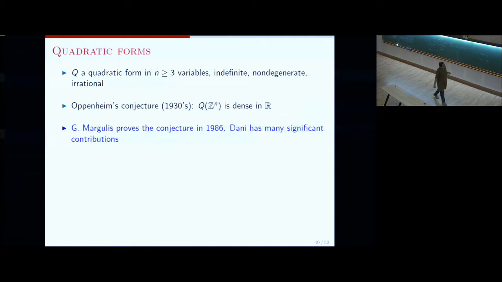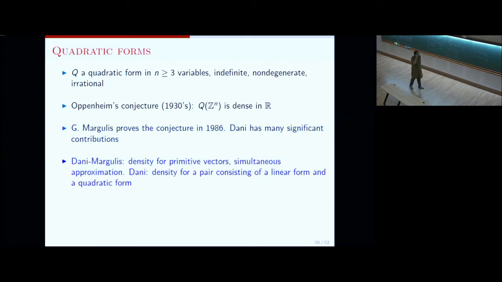Dani entered. It could be argued that he was already in this subject, but he entered this quadratic form business and made many very significant contributions. So they wrote a paper, Dani and Margulis, in which they proved a better version of the density: you can upgrade integer vectors to integer vectors with GCD 1. And you can also look at pairs of quadratic forms and the simultaneous density in R^2. And Dani later considered also a very nice paper, density for a pair consisting of a quadratic form and a linear form. Of course, in a situation like this, the analysis is much more involved because you have to look at the joint stabilizer and consider its dynamics.